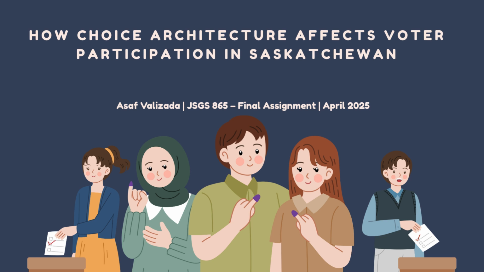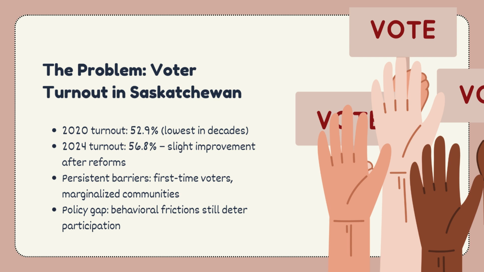This analysis is grounded in behavioral science theories and evaluates both recent reforms and remaining gaps in voter engagement strategy. Let's begin with the problem. In the 2023 provincial election, Saskatchewan's turnout was around 52%. It's the lowest in decades.